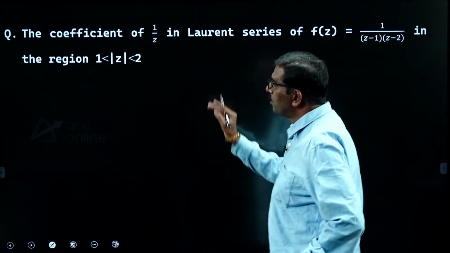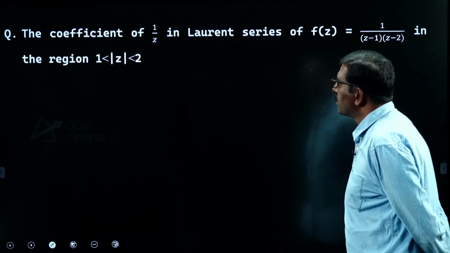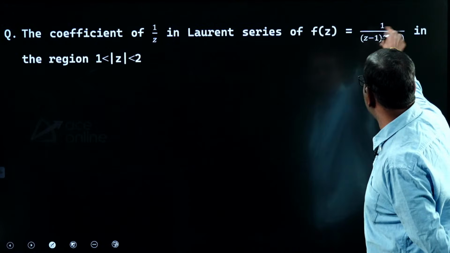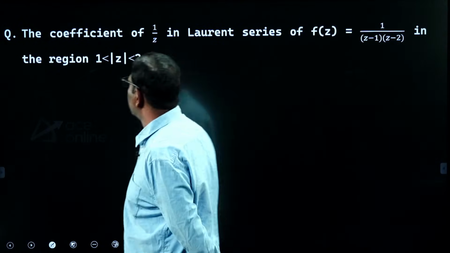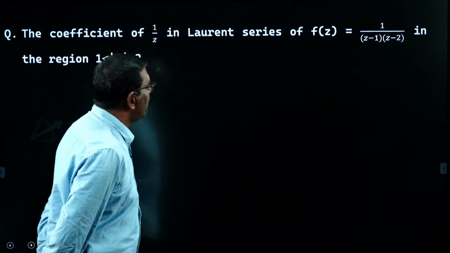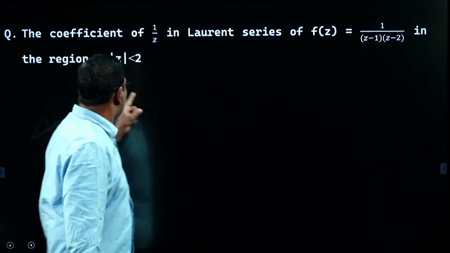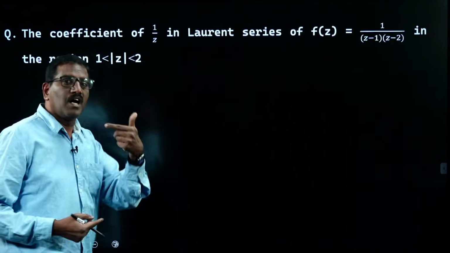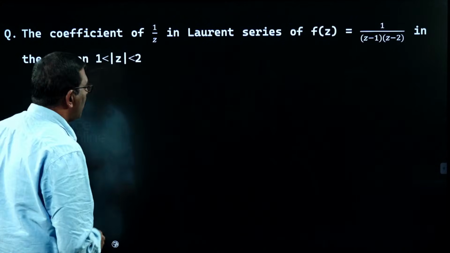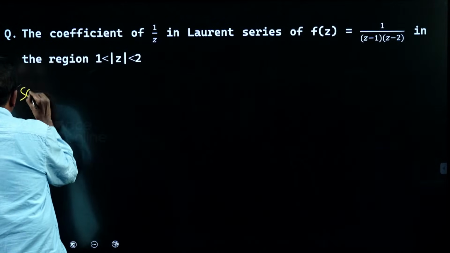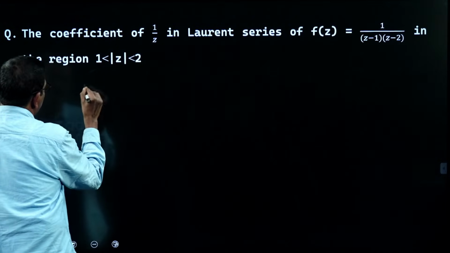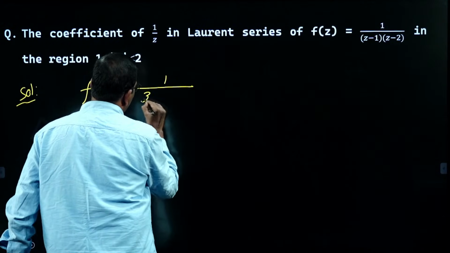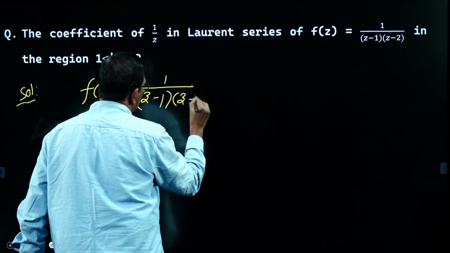Coming to the next problem, the coefficient of 1/z in the Laurent series of f(z), the Laurent series of the function in this region. So, I have to expand that function using Laurent series within this region. First I have to expand, and after the expansion, I have to find the coefficient of 1/z. How to expand using Laurent series? Solution. What is the given function? f(z) is given as 1/((z - 1)(z - 2)).